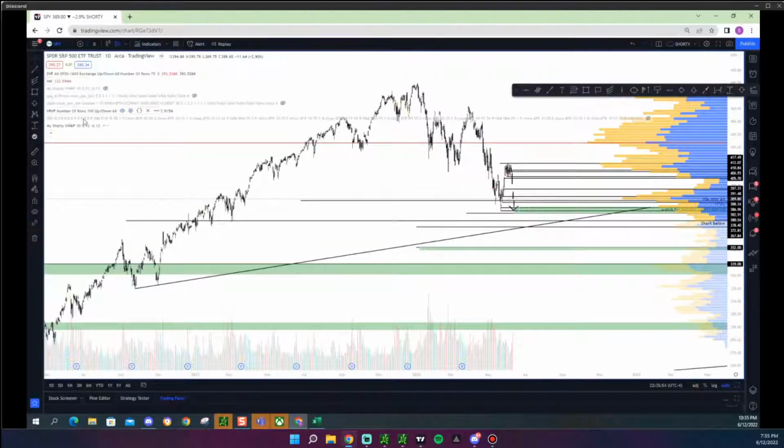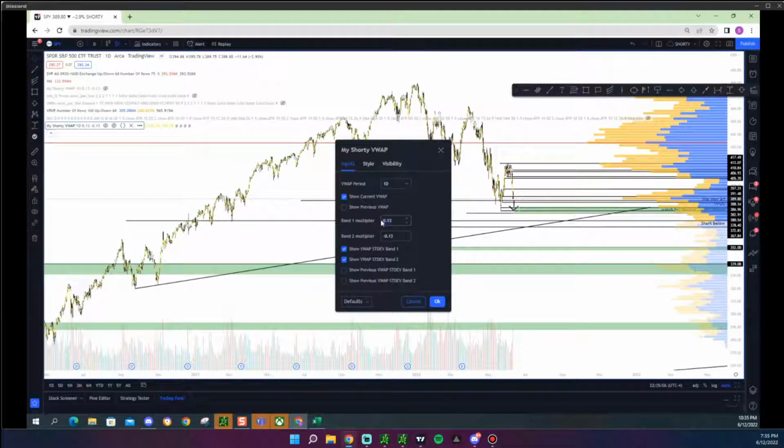So if you go here, I use that, and my standard deviation is 0.13 and negative 0.13 here. Only 2 bands. I don't have extra bands here. So that's it.